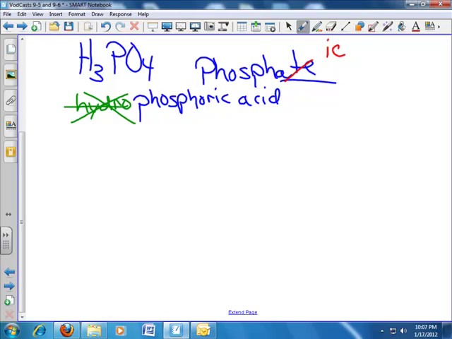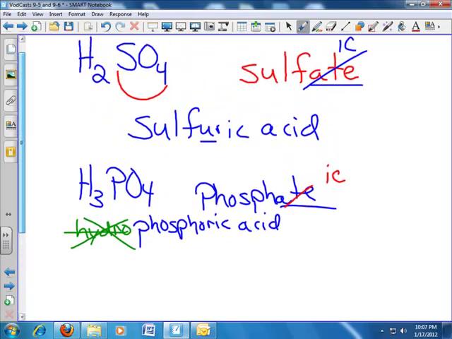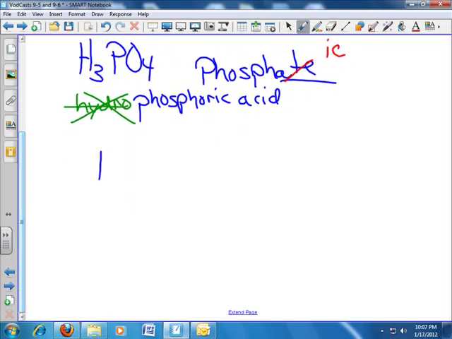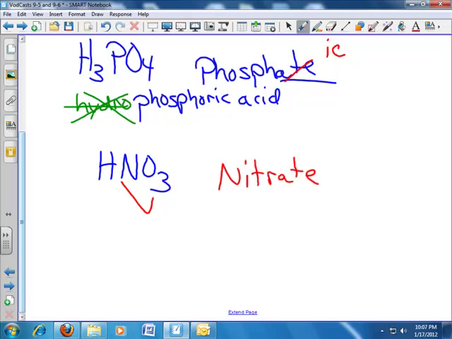Let's give another one here. We did sulfuric, phosphoric. See if you can name that acid. This polyatomic ion is nitrate. That's going to become an IC, so this is nitric acid.